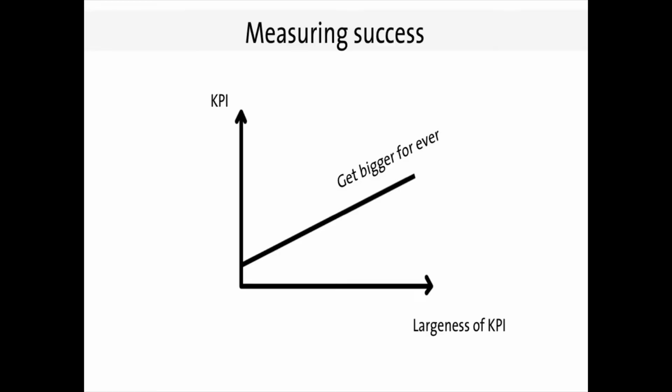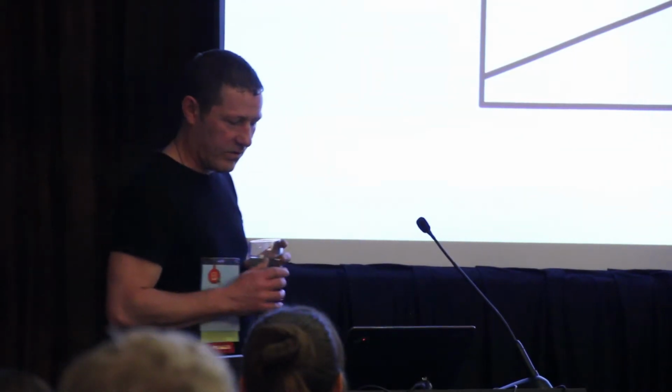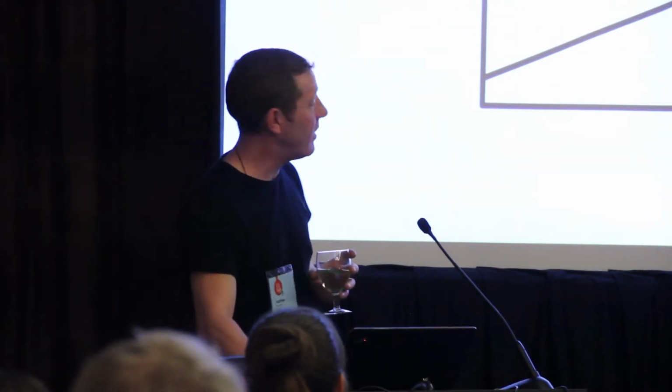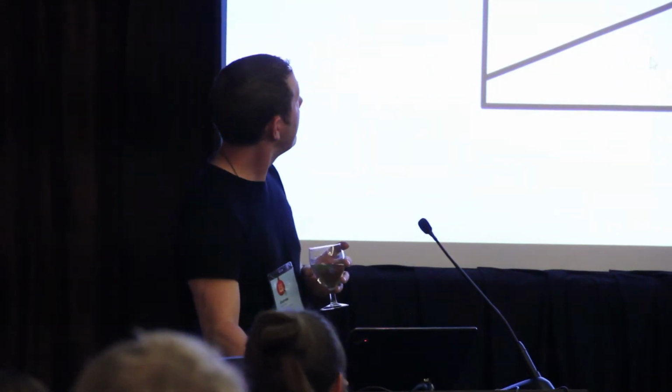So user data. Obviously, you need to be able to measure success. I will get onto the technology bit in a minute. But this is a graph of how senior management wants you to present your success measures. So, random KPI, large chance of KPI, get bigger forever, basically. And as long as you can fit everything into that, you'll be laughing, or at least funded.